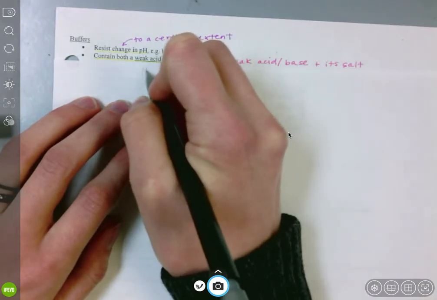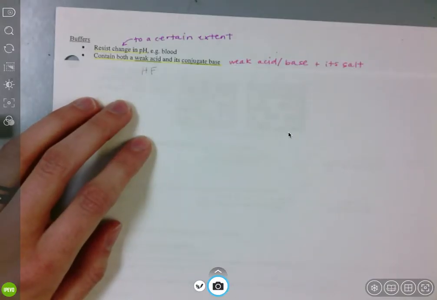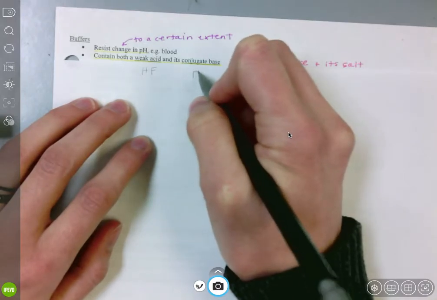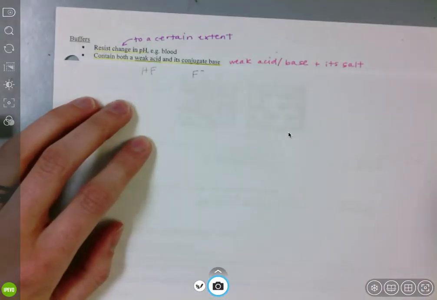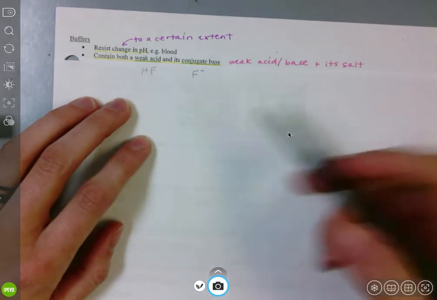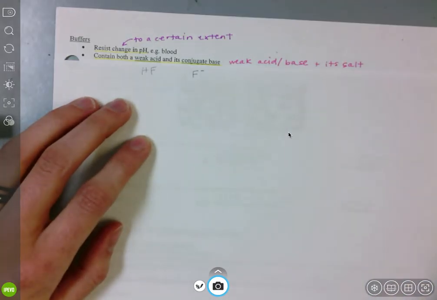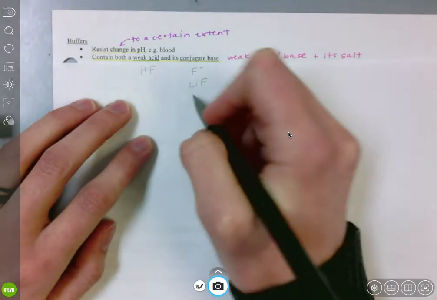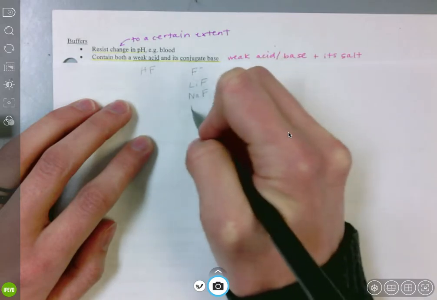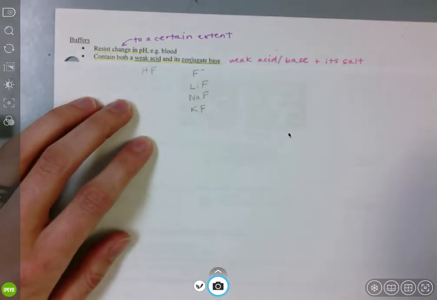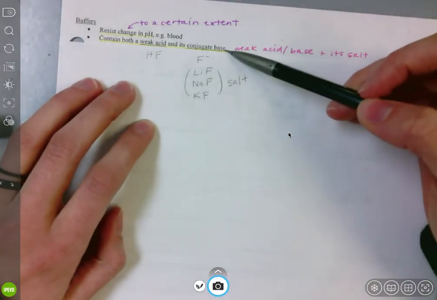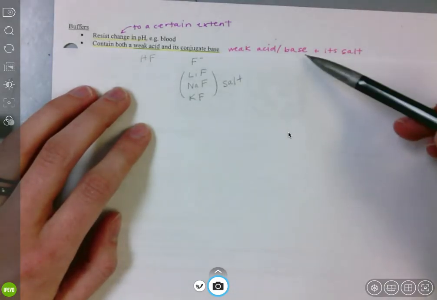So for an example, hydrofluoric acid is a weak acid. It is not in your list of the 6 strong acids that you need to know. Its conjugate base would be everything that's left over after we take away the hydrogen ion, the proton, which is fluorine. And an example of its salt would be a metal with fluorine. So lithium fluoride, sodium fluoride, potassium fluoride are some salts that you might see for this conjugate base.